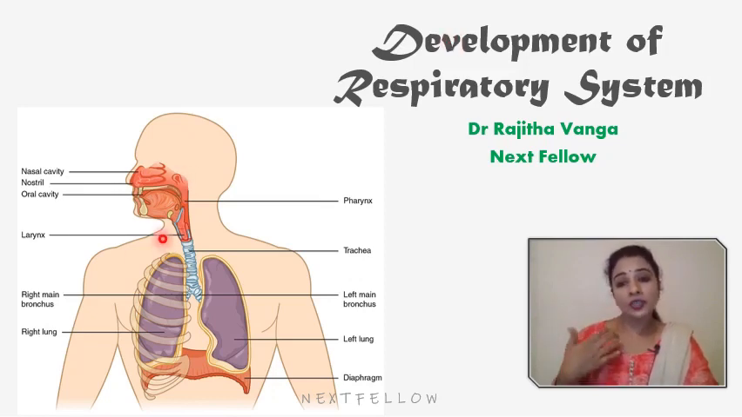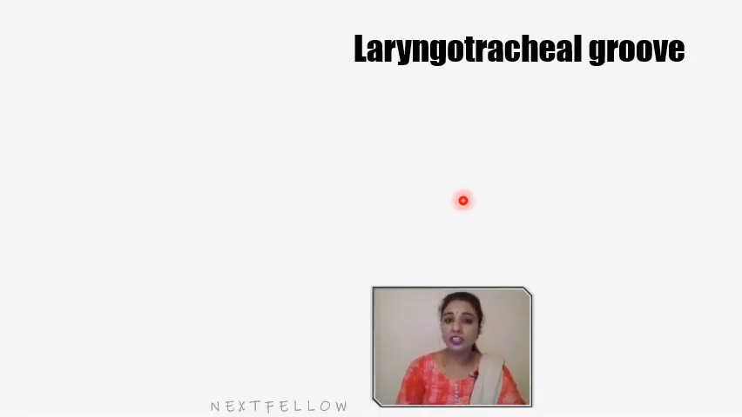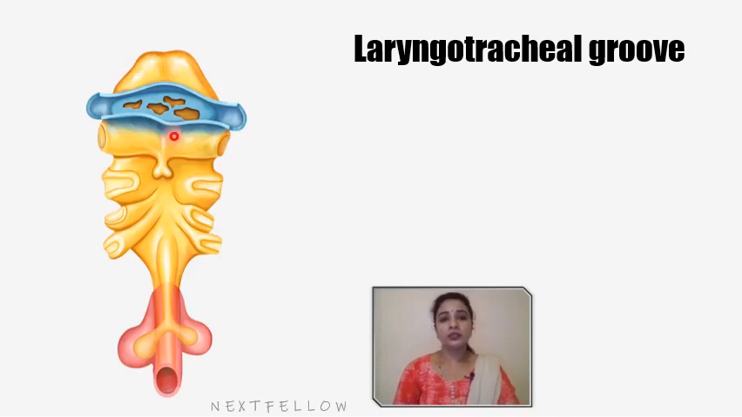What is important in today's session is only the lower respiratory tract. Usually the development of respiratory system implies the development of the lower respiratory tract, that is the formation of trachea, bronchi, and formation of lung buds, which eventually form into adult lungs. The respiratory system is of endodermal origin, and it develops from a median diverticulum of the foregut called the laryngotracheal groove.